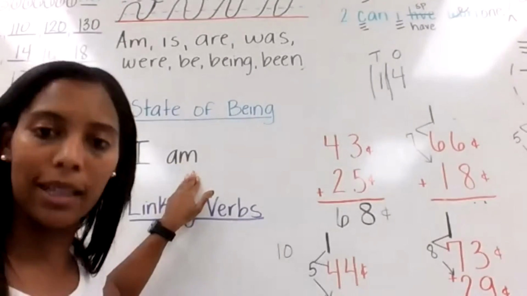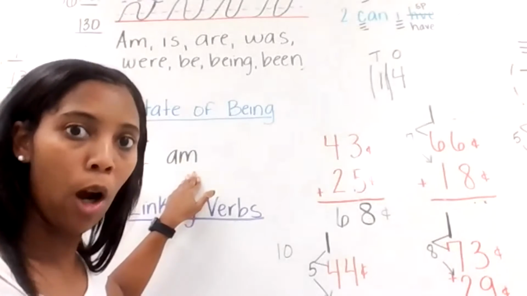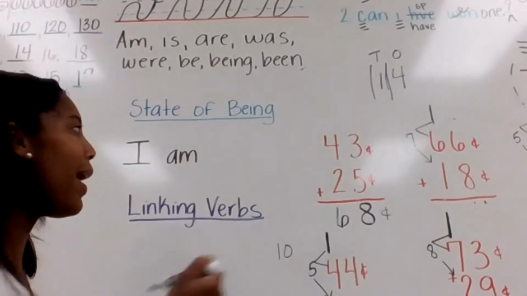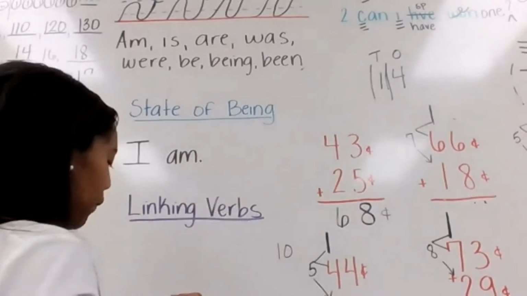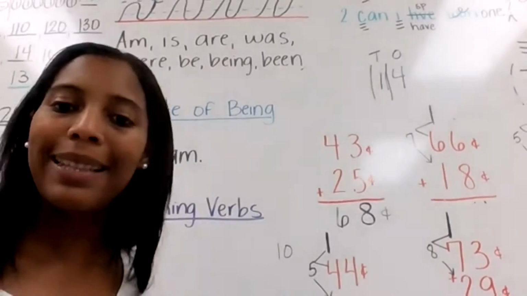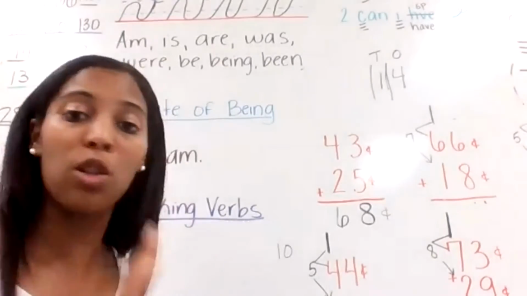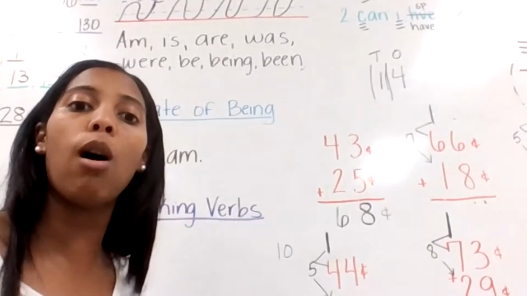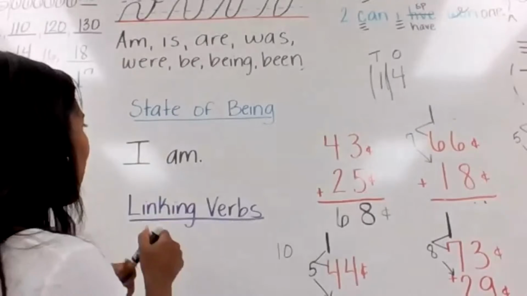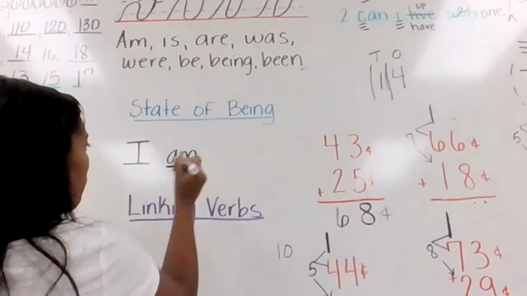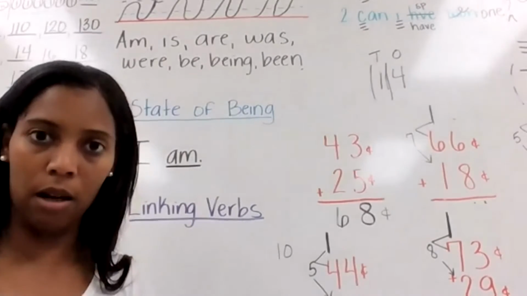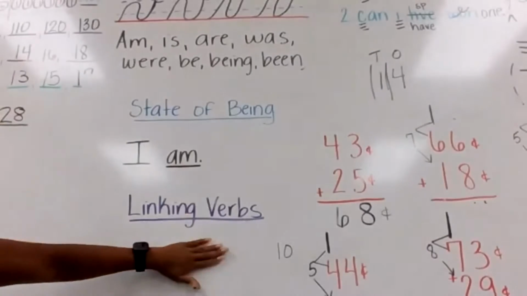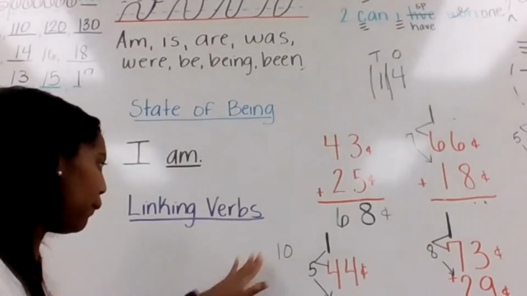Does everyone have that sentence ready? Yes. Okay. So whenever we have I am, I told you am is the state of being verb. When we say state of being, we mean that you're not doing anything. You just exist. You're just there. You just are. So am in this type of sentence is a state of being. I am. Okay? Now, whenever we switch it to linking, let me show you how this will be different.